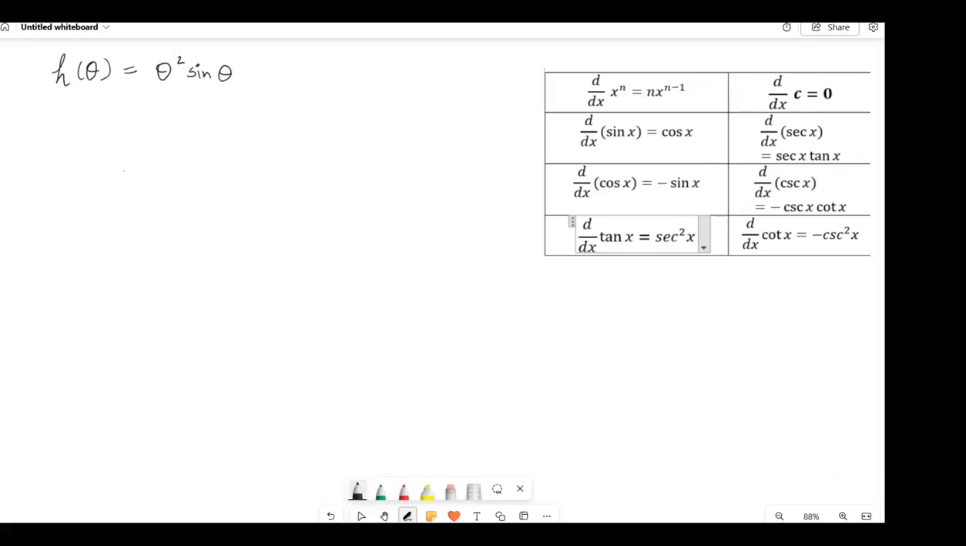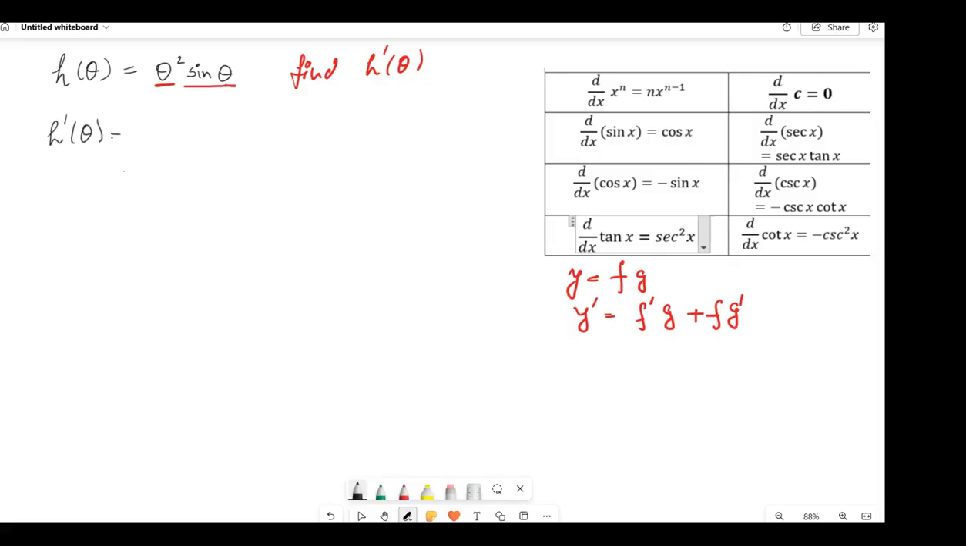Okay, let's look at this next example. We have h of theta given. You need to find the derivative of the function with respect to theta. If you notice, this function is a product of two functions, so we can apply the product rule. If we have a product of two functions, then the derivative is the first function's derivative times the second function as is, plus the first function as is times the derivative of the second function. So that's your product rule. That's what we're going to apply here.